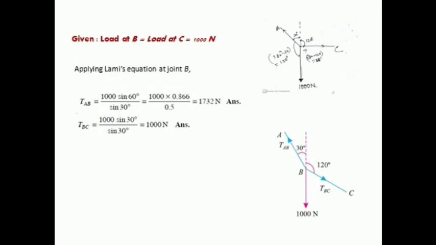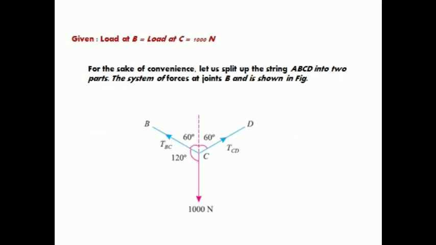This way you can easily find the different forces by applying Lami's theorem. Then this is the first portion. Another portion we can find in the same manner by applying Lami's theorem. Let's see. Here you can see that it is another portion. Then the tension BC and the tension CD, the angles already found are 60 degrees and 60 degrees. Then 1000 kilonewtons downwards, and the angle between tension BC and the 1000 kilonewtons is equal to 120.